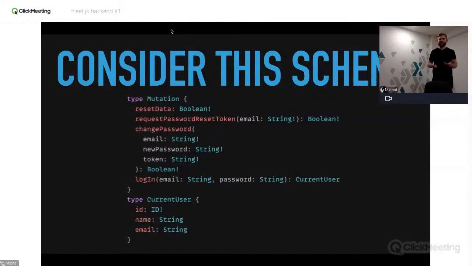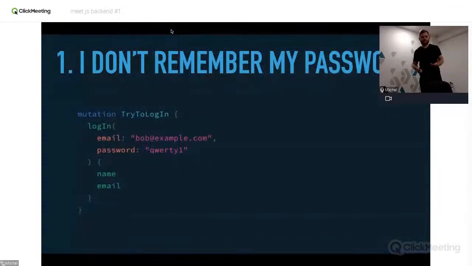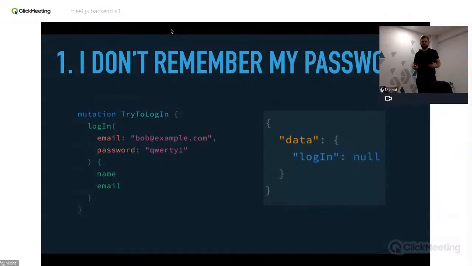So let's see what the normal use case of this kind of query looks like. So I try to log in, but I don't remember my password. I'm Bob at example.com, and I use my most secure password that I use pretty much in every other service. So I try to log in, and what I expect to get is an instance of the current user. So the user record that is authenticated, but in this case, I'm not logged in, I get null.